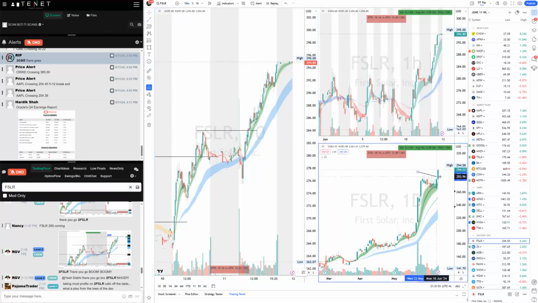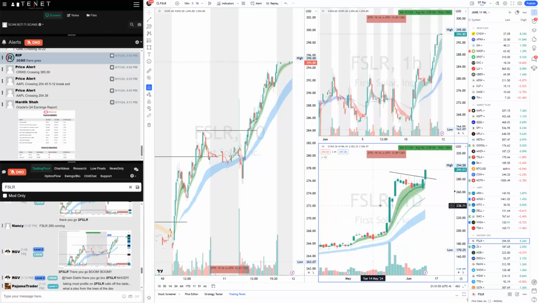And the good thing was this was a daily flag breakout. So First Solar was a daily flag breakout. So that's something you always look at, the daily chart, which gives you more confidence.